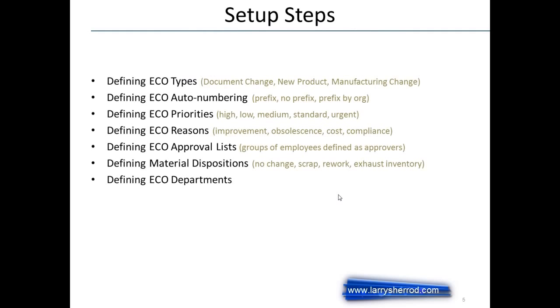The setup steps are very straightforward. You can see some examples of how you might prefer to set things up. You have ECO types, and then there are some examples of ones that I've seen used in the past. You can set ECO auto numbering. You can add prefixes or not, prefix by org if you wish. ECO priorities, ECO reasons, ECO approval lists, and you can also set your material dispositions.